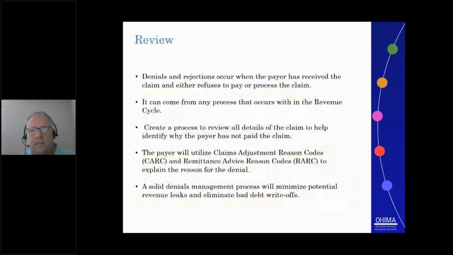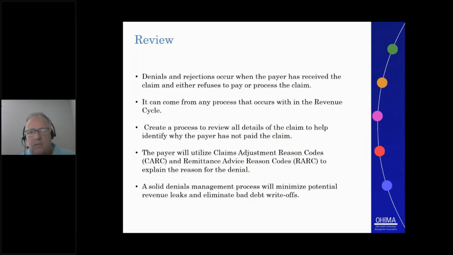So let's just take a second to review the denials management process. To review denials and rejections, denials and rejections occur when a payer has not paid the expected amount for a submitted claim. They represent potential lost revenue and can have a big impact on the provider's bad debt expenditures. The revenue cycle represents the life cycle of a billed service, and a denial can originate from any process from patient access, HIM, or even follow-up on an existing bill.